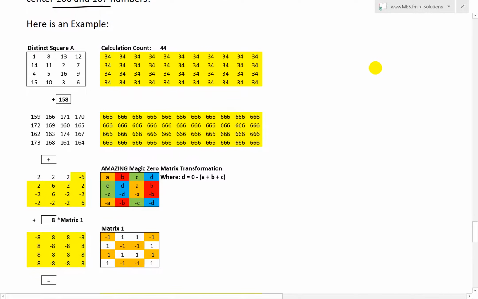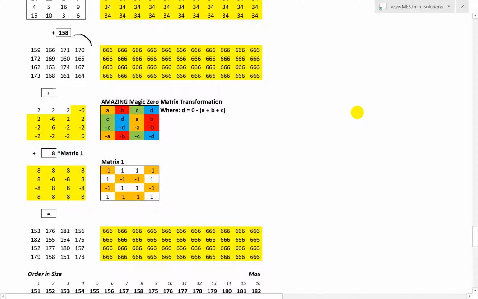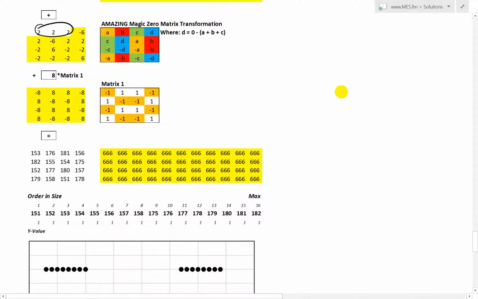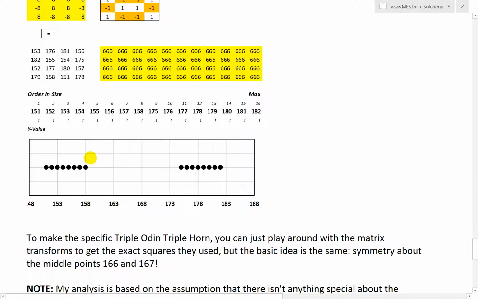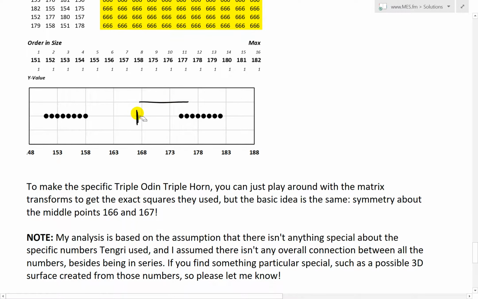And here's just a quick example. I've already went over this one, but you have square A plus 158, you get our 666. Then what we do is we add this 222 plus this 8 times matrix 1, and then we separate this by 8 across here from the center of 166, which is actually somewhere over there, and 167. So there's a separation, and there's the perfect symmetry about this point like that.